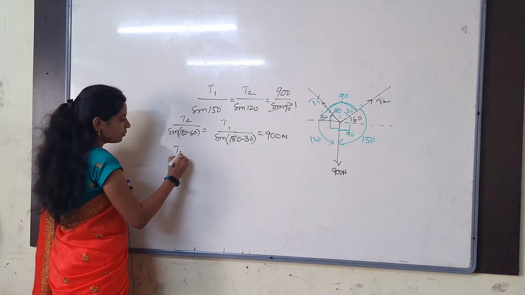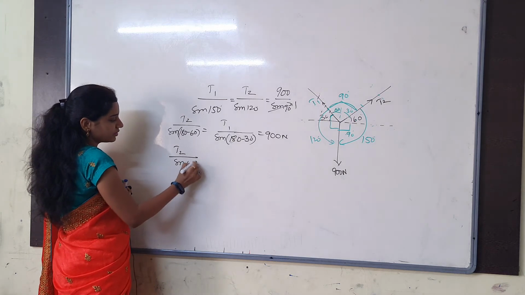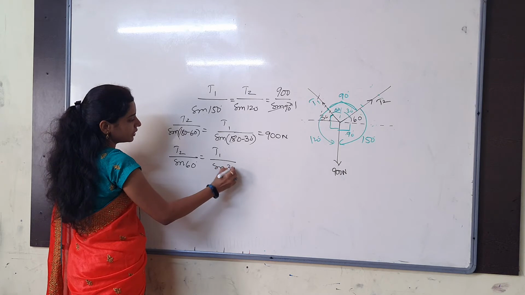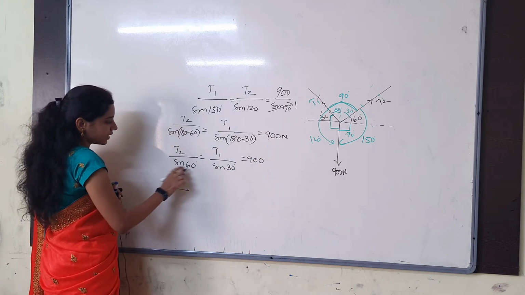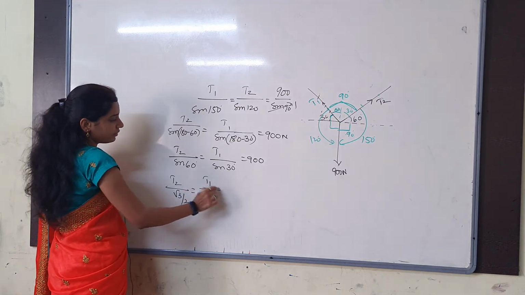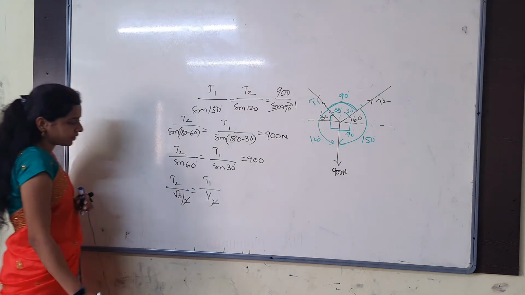Now T2 by sine (180 minus 60), nothing but what will I get? Simply sine 60. T1 by sine (180 minus 30), nothing but sine 30. That is equal to 900 newtons. T2 by sine 60, root 3 by 2, is equal to T1 by sine 30, 1 by 2. The 1 by 2 and 1 by 2 get cancelled.